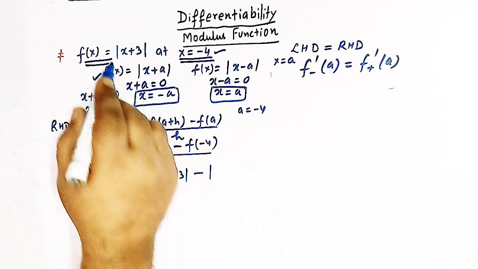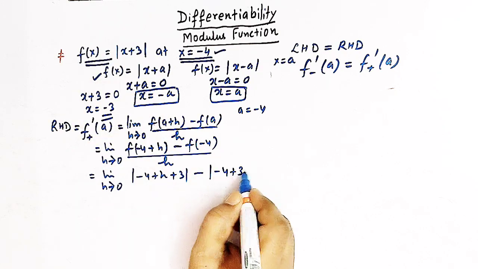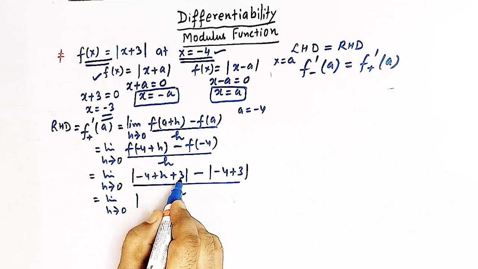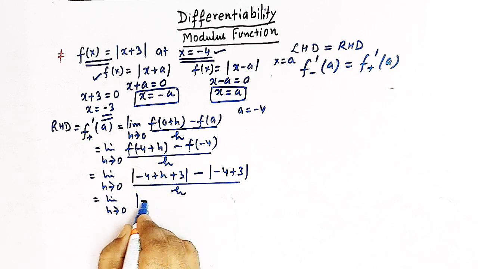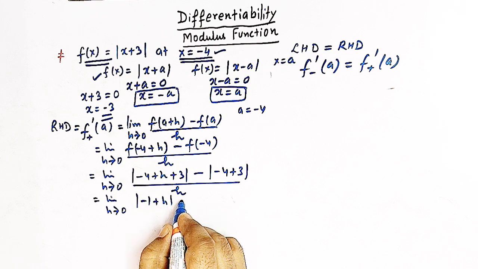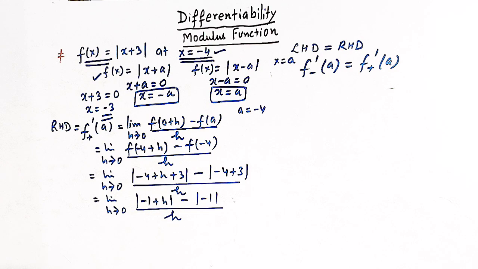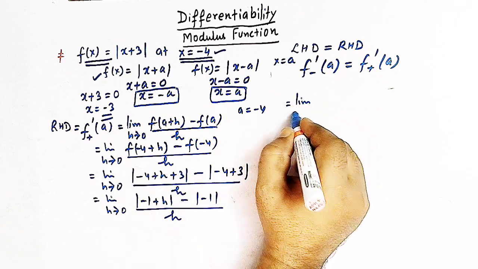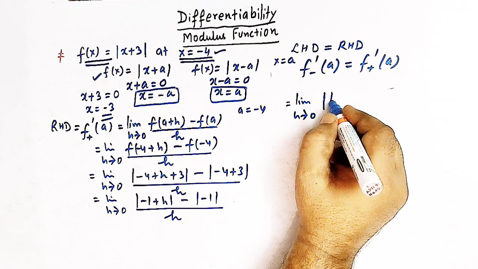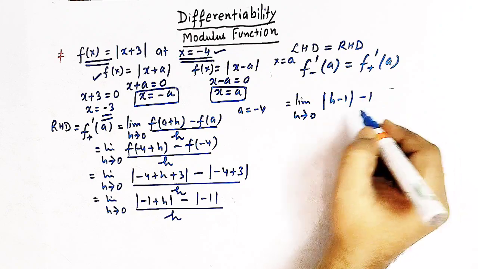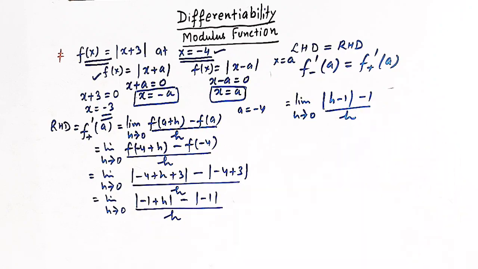then we have f of minus 4, that is mod of minus 4 plus 3, and here we have h. Now this is limit h tends to 0, and 3 minus 4 is minus 1 plus h. Then here we have mod of minus 1, and here we have h. Now we can rewrite this expression as limit h tends to 0 of mod of h minus 1, and mod of minus 1 is plus 1, so we have simply 1 here, and here we have h.